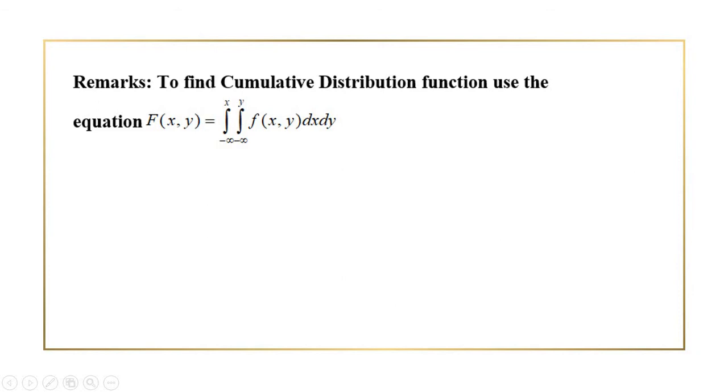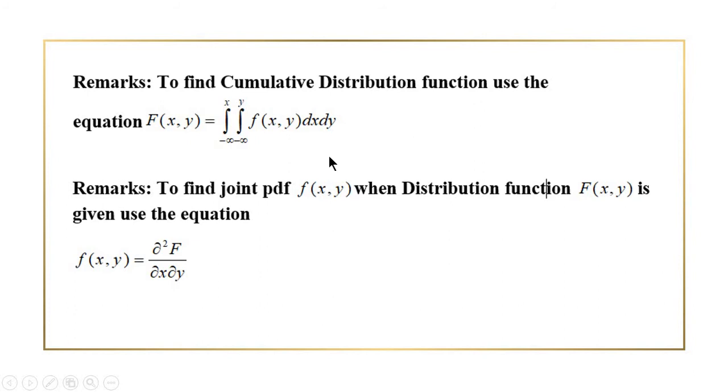To find the cumulative distribution function, one has to integrate the joint PDF from minus infinity to x and from minus infinity to y. To find the joint PDF, one must partially differentiate the distribution function with respect to x and y.